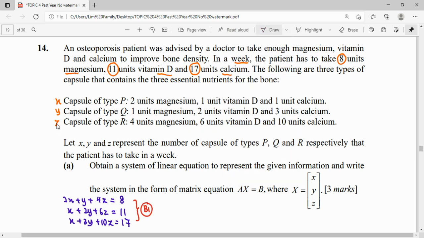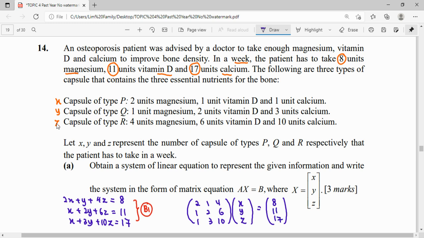And then we have to write it in matrix form. So our matrix form will be, this will be our coefficient, this will be our unknown, and this matrix will be our answer. So our coefficient here will be 2, 1, 4, 1, 2, 6, and then 1, 3, 10. The unknown matrix here will be x, y, z. The answer will be equal to 8, 11, and 17.